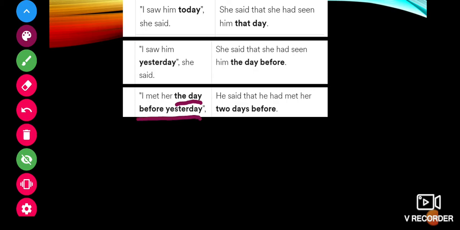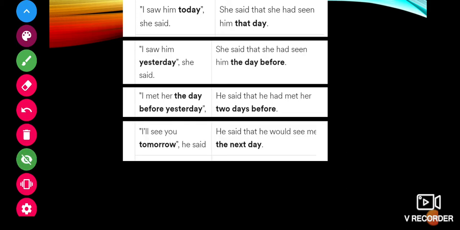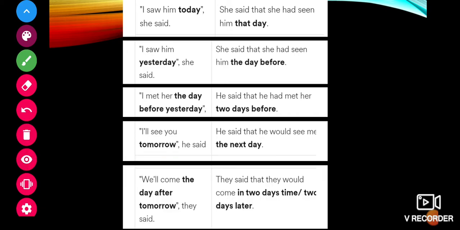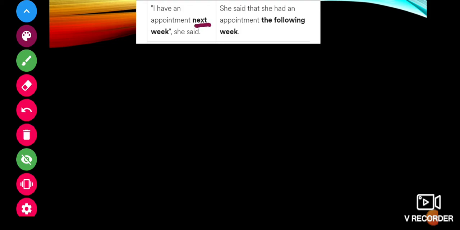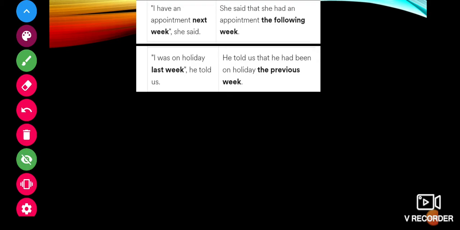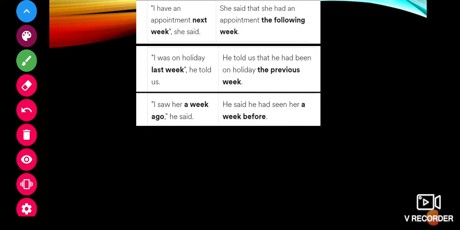The day before yesterday in the direct speech has changed to 2 days before. Tomorrow has changed to the next day. The day after tomorrow has changed to in 2 days' time or 2 days later. Next week has changed to the following week. Last week has changed to the previous week. A week ago has changed to a week before.